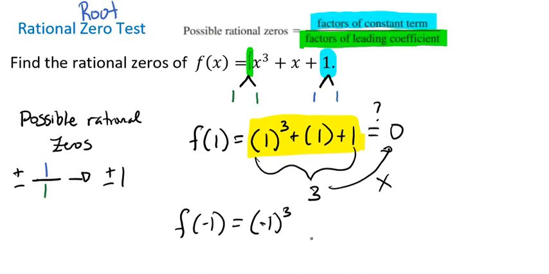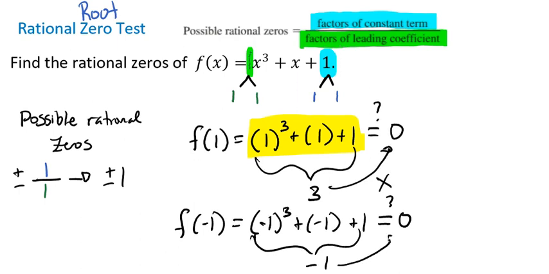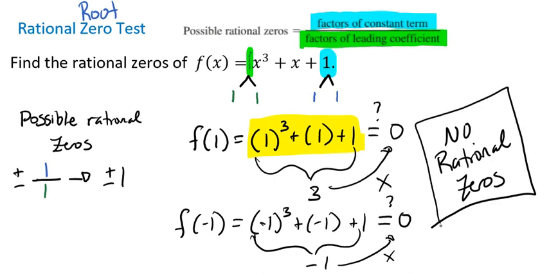So -1 cubed plus -1 plus 1. And so same thing, we're going to work that out. And we want to know, does it equal 0? So here we look at that, and we're going to get a -1, and a -1 is a -2 plus 1 is still a -1, which does not equal 0. So because neither of those worked, that tells us that there are no rational zeros here.